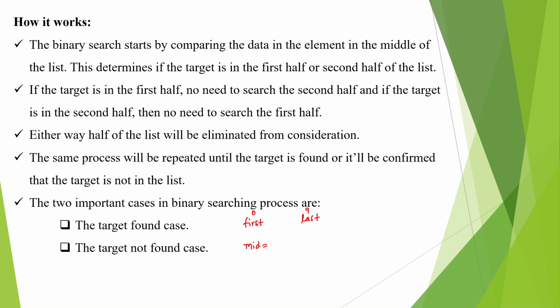Whenever we go for mid calculation, we use the same very simple formula. That is something like the average of these two: first plus last divided by 2. Using this formula, we calculate the mid.